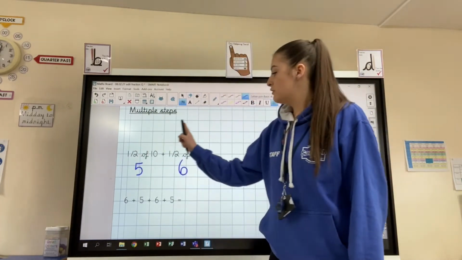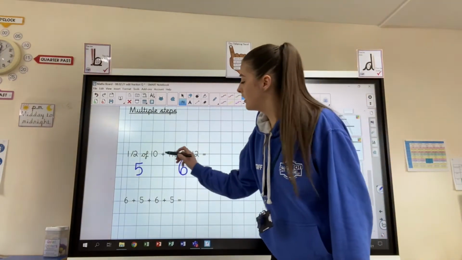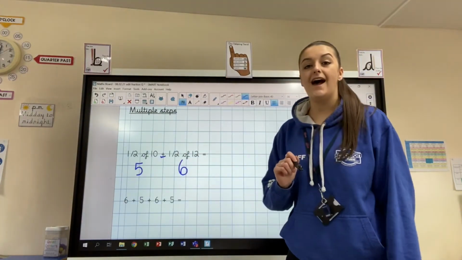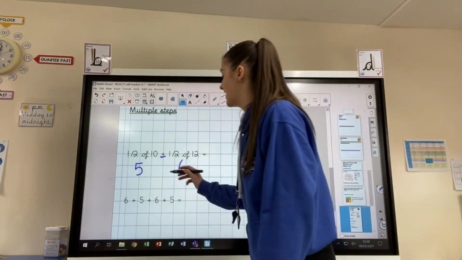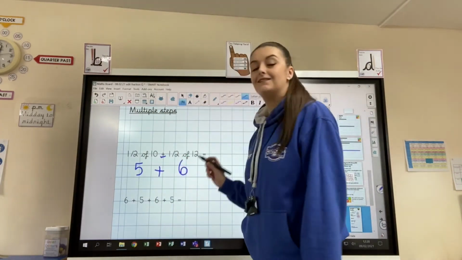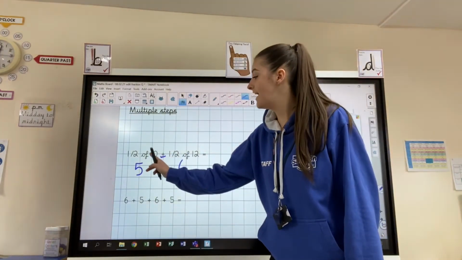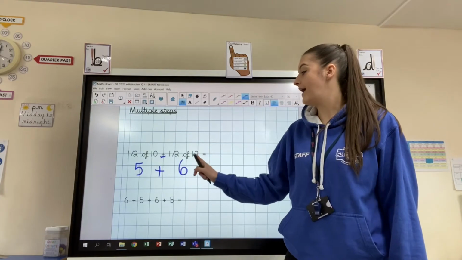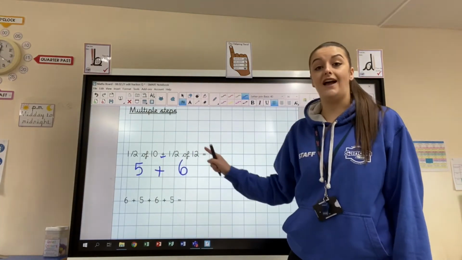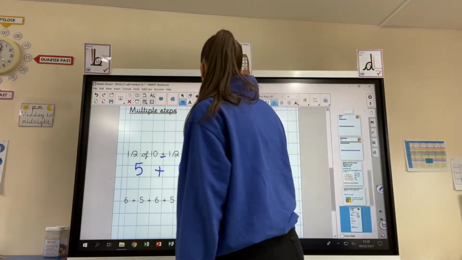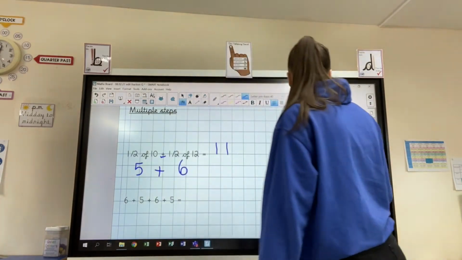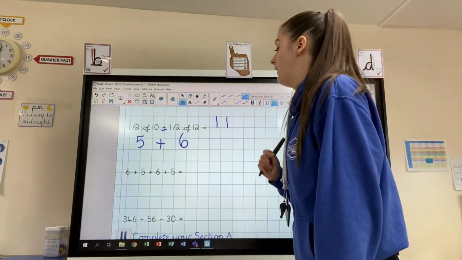So I've done those 2 steps. The last step to do, I've got an operation in there. I need to add these numbers together. So 5 add 6, because I know half of 10 is 5 and half of 12 is 6. And 5 add 6 is 11. Okay, so we had 3 steps to complete in that question.